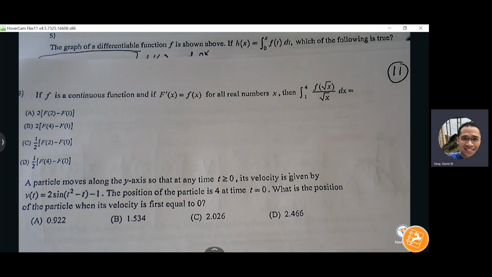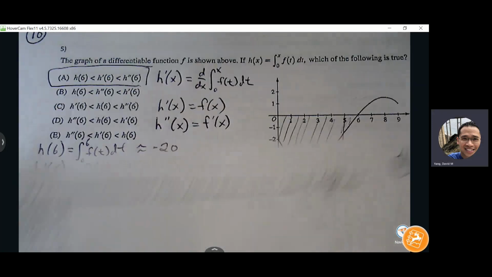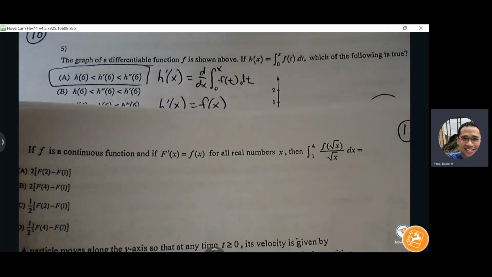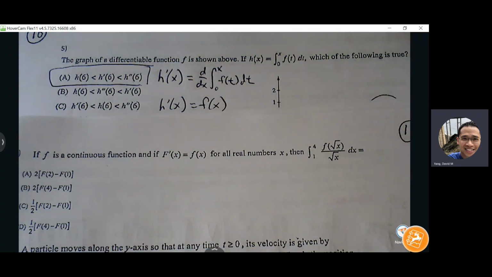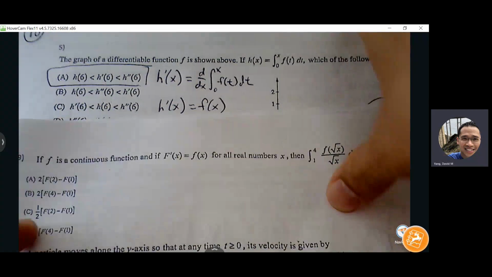Okay, so let's identify. Yeah, let me put this on a separate sheet. Maybe that'd be easier to see the steps.